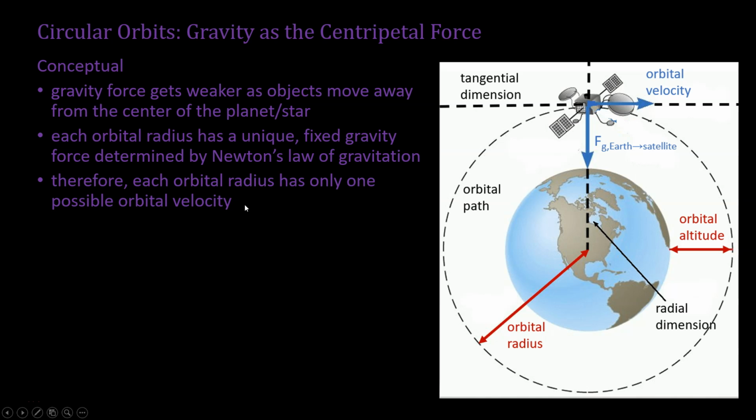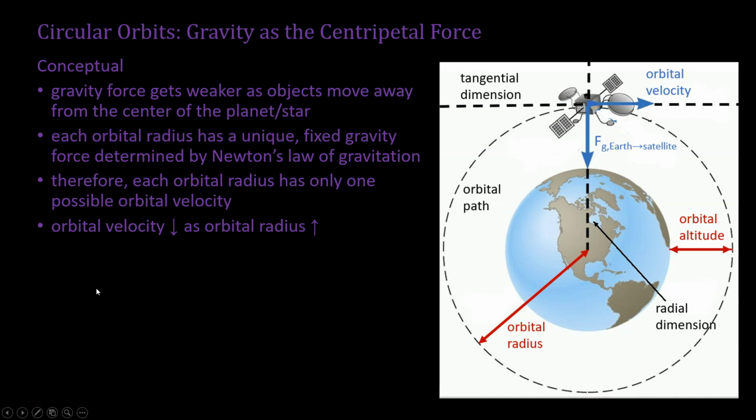Satellites that are orbiting about the same distance above the Earth's surface are all going to be traveling at about the same orbital velocity. Finally, the orbital velocity decreases as the orbital radius increases. So satellites that are orbiting further away from the Earth are going to be moving slower than satellites that are orbiting closer to the Earth.